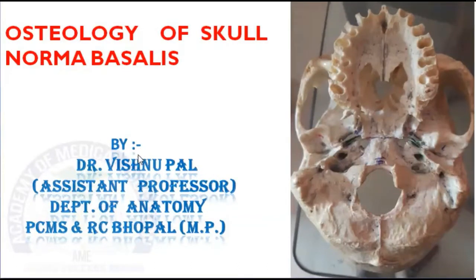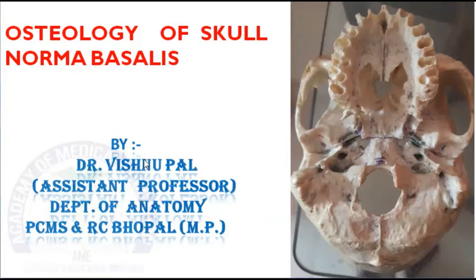Today we are going to discuss the osteology of the skull with Norma Basilis view. Actually, Norma Basilis view is the study of a skull by inferior aspect by removing the mandible.